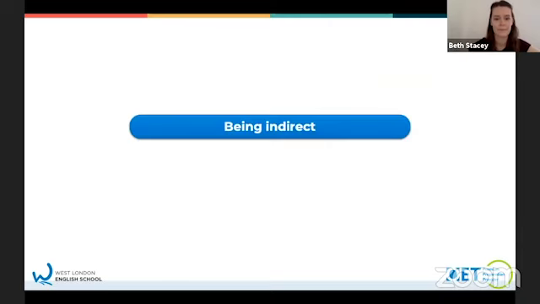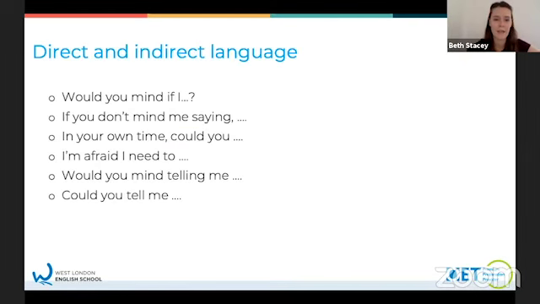We're going to look at some indirect language. Now here we've got some different options, especially for if you're trying to get someone to explain something to you or you want to ask them a question. Using indirect language is very polite. I want you to just have a look through these and see if you can think of any ideas that would go at the end. For example, would you mind if I take some vitals? Have a read through them now. Think of something to go on the end.